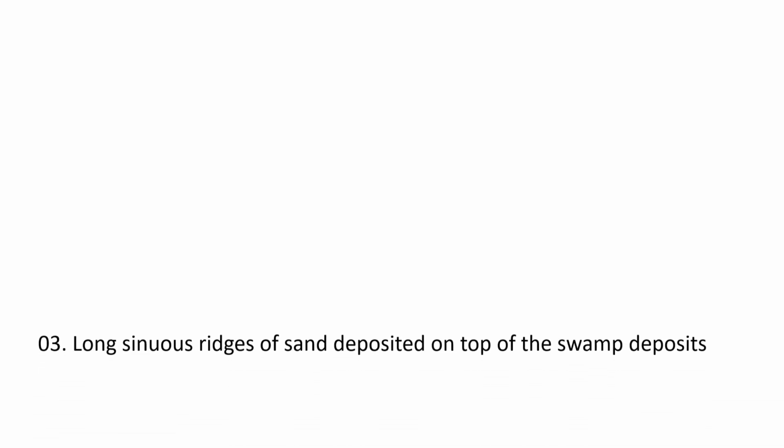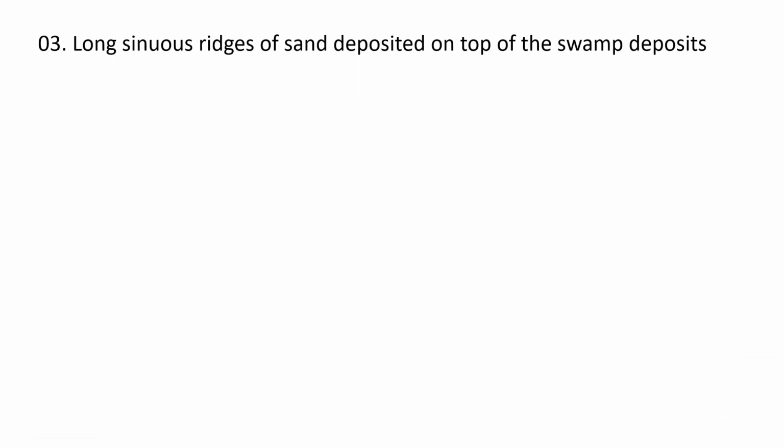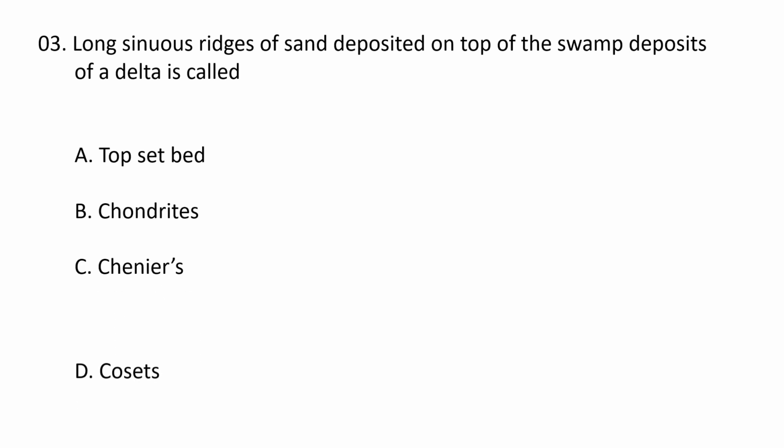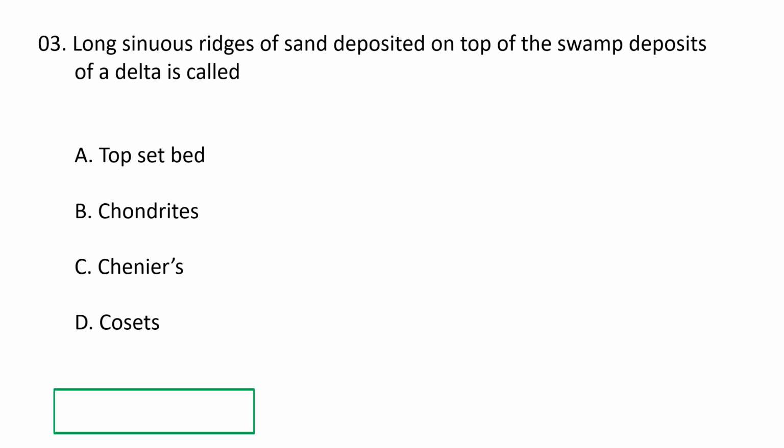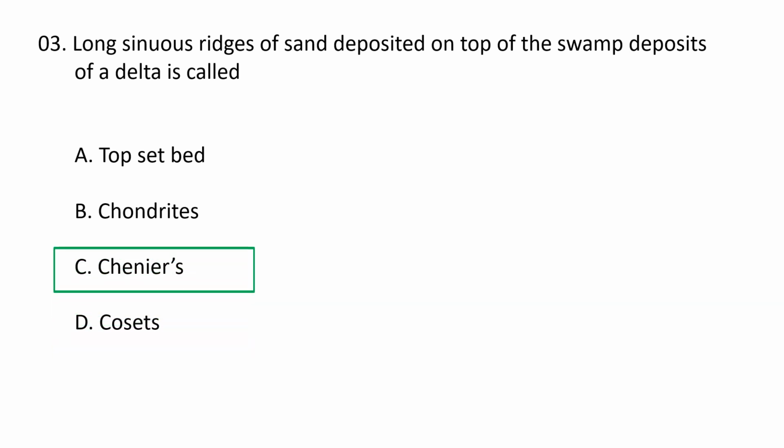Next question. Long sinuous ridges of sand deposited on top of the swamp deposits of a delta is called: A. Topset bed, B. Chondrites, C. Cheniers and D. Cossets. So long sinuous ridges of sand deposited on the top of the swamp deposits of a delta is called cheniers. A chenier plain is a strand plain consisting of long narrow beach ridges. These are known as the cheniers, and intervening mud flats with marsh or swamp vegetation. So C is the correct option.